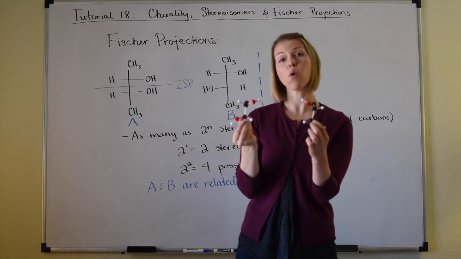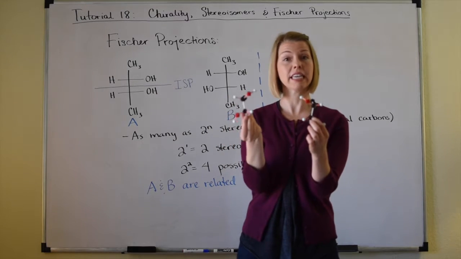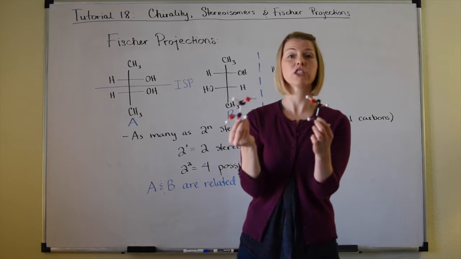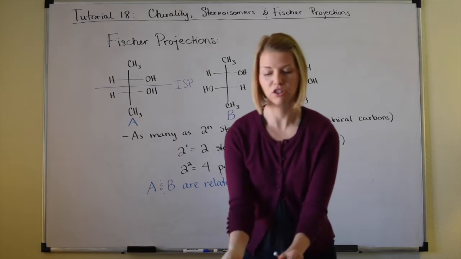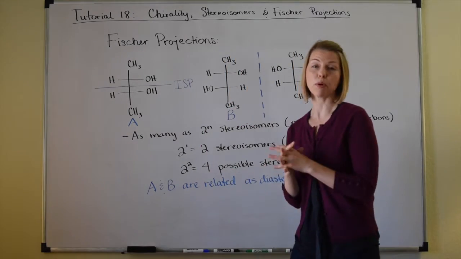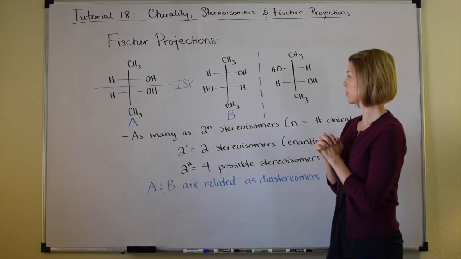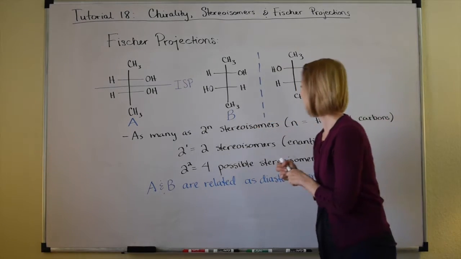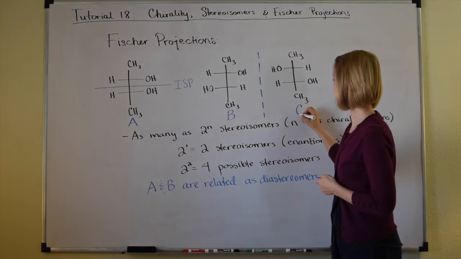So there is no orientation that I can give this model to get it to superimpose on the other, because these are not the same. They are non-superimposable mirror image forms. So I'm going to call this one C. It's its own unique molecule.